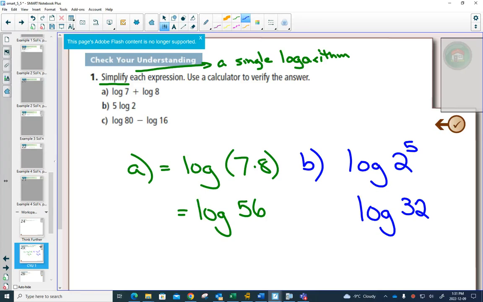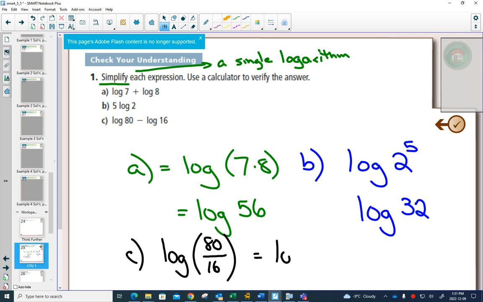And finally, in C, you're subtracting. There's a log law that says that's the same as dividing. The bases are the same. You have 8 over 16, which simplifies to 5. And that is working with log laws and simplifying them. Questions for practice on this one are 4 and 12, so circle those.